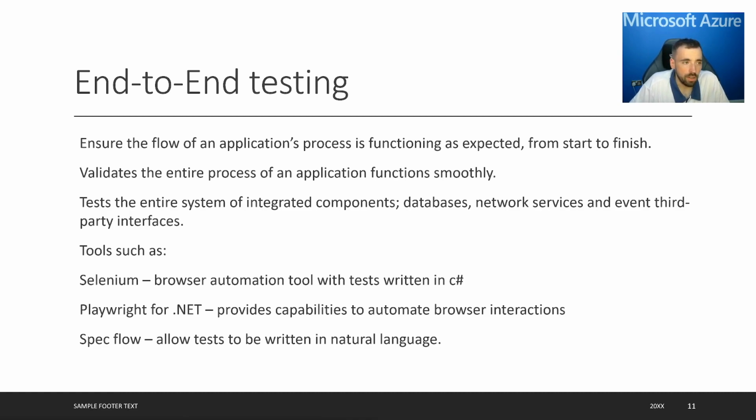Then we have end-to-end testing, and this ensures the flow of an application's process is functioning as expected from start to finish. It validates the entire process of an application, ensuring that it's functioning smoothly. It tests the entire system and integrated parts, databases, network services, and third-party interfaces. And there's some example tools here. We've got Selenium, which is a browser automation tool that allows tests to be written in C#. Playwright for .NET, which provides capabilities to automate browser interactions, and SpecFlow, which allows tests to be written in natural language.